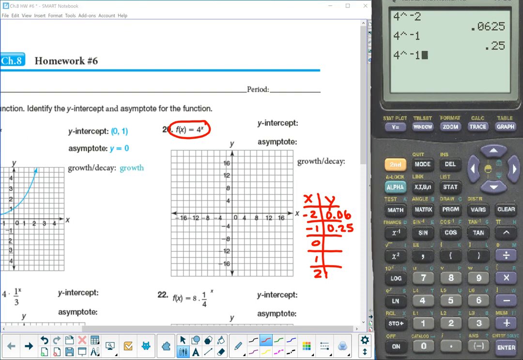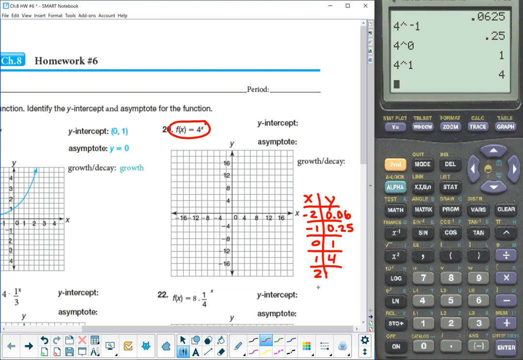Pull it up again, put 0 in there. 4 to the 0 power makes 1. One more time, 4 to the 1 power. Most of you guys already know these, but I'm showing you how you would do it on the calculator. 4 to the first power is 4. And most of you guys know what 4 to the second power is, but in case you don't, it's 16.